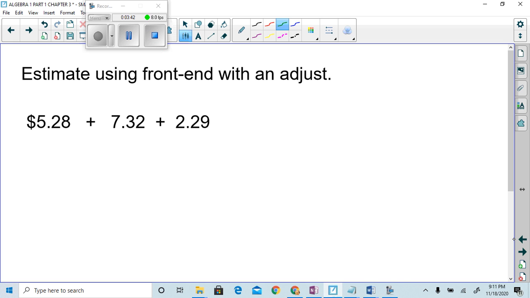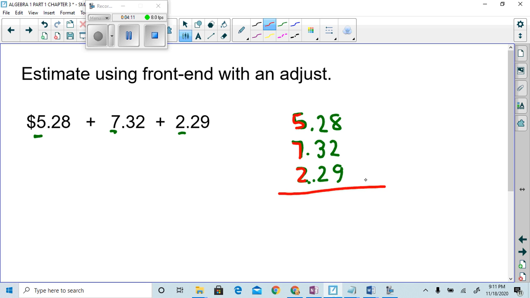Let's take a closer look at a front end with an adjust. If I wanted to use that method, I generally like to rewrite it in this method, but you don't have to. You could just sort of take the 5, the 7, and the 2. So that's exactly what we're going to do. We're going to take the 5, the 7, and the 2, and we're going to add those first. Okay, so that we have 14.